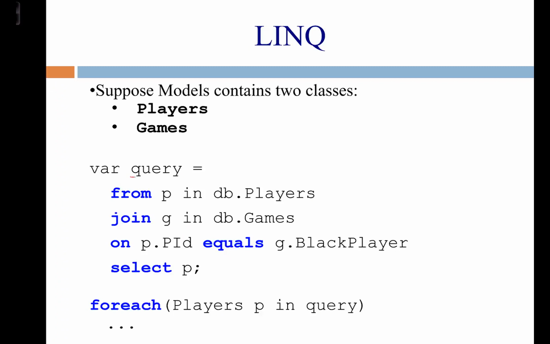And the result is this thing called query, which is actually an IEnumerable, which means we can do a foreach loop to access all of the things that come out of query. And the things inside of that query are players, but the reason we know that is because we are selecting p, which is coming out of players. If I was selecting g instead, then it would be an IEnumerable of games.